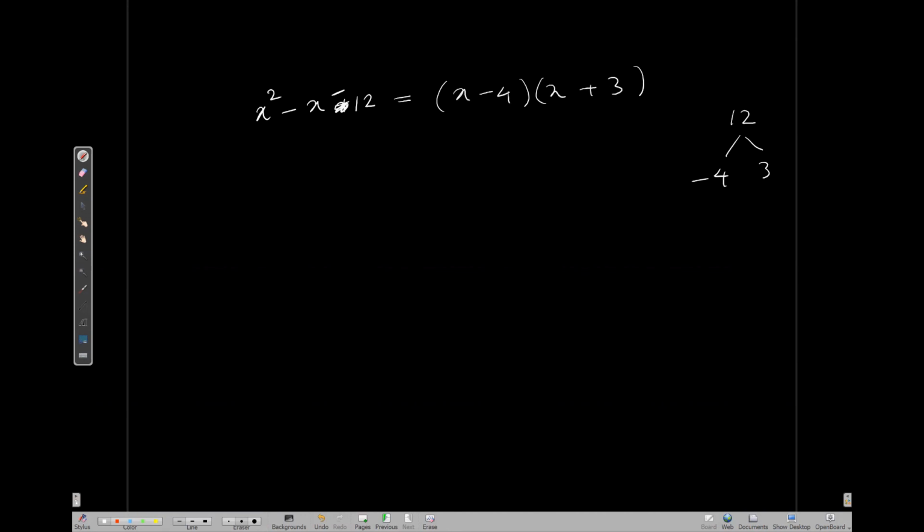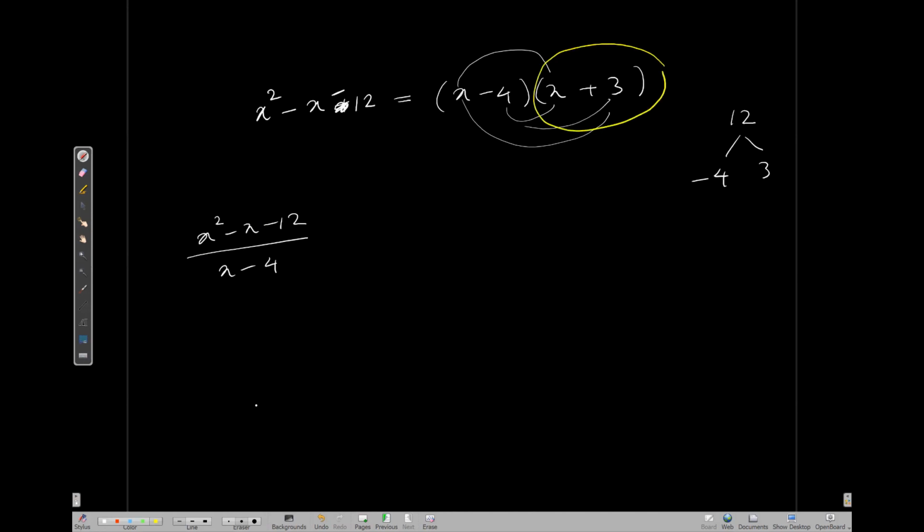These are the factors. Let's check. x into x, x squared. Minus 4x and plus 3x, I get minus x, and minus 4 into 3, minus 12. Correct. Now, let's have a look at this in a different way. What if I ask you to divide x squared minus x minus 12 by x minus 4? I must get this. Let's check.